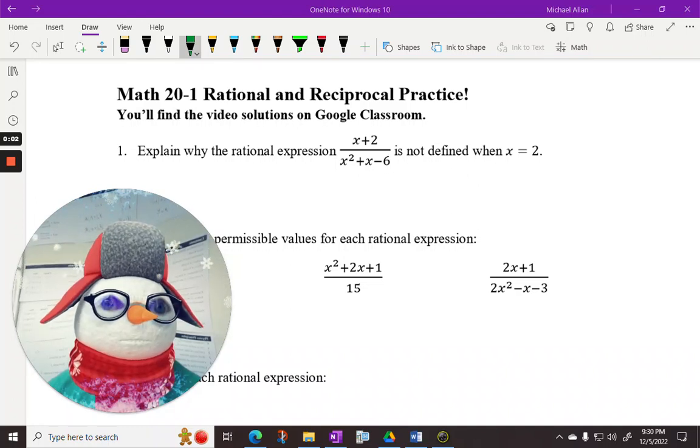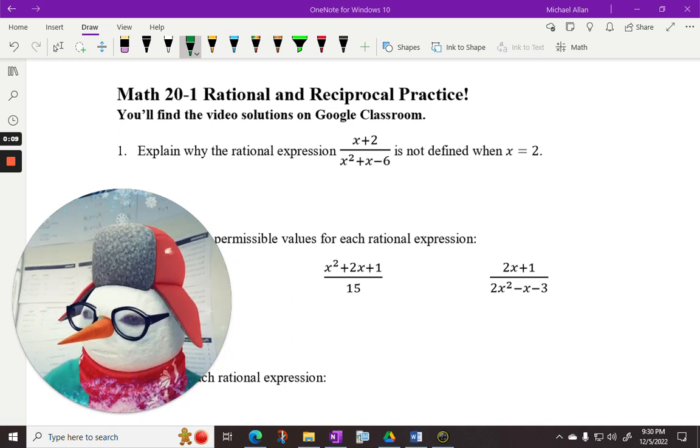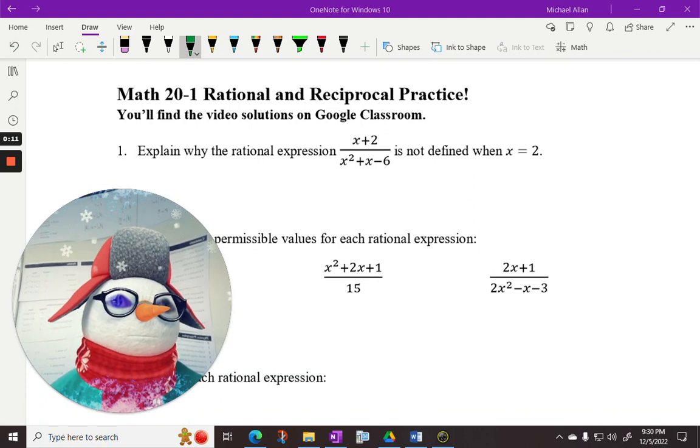Welcome to 20-1s. We're going to do our review sheet here for rational reciprocals. I don't know, probably shouldn't take that long to do. So let's get right at it here.